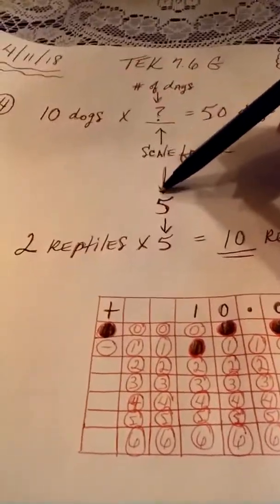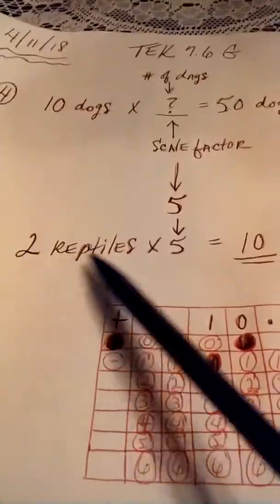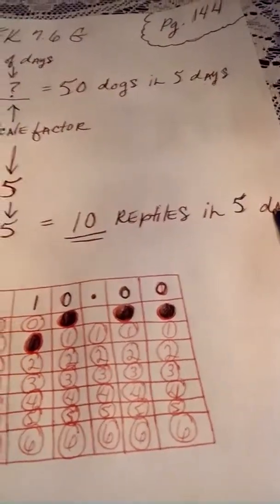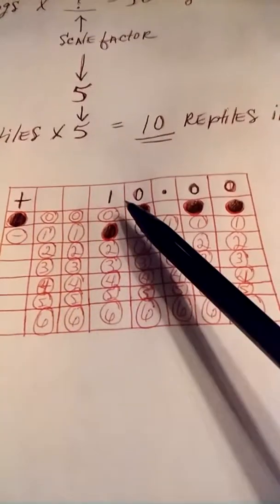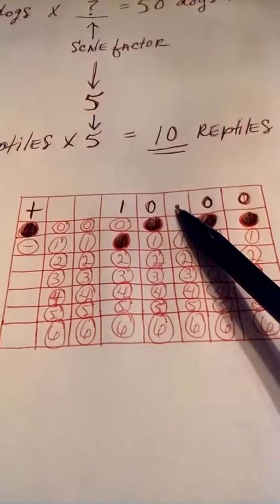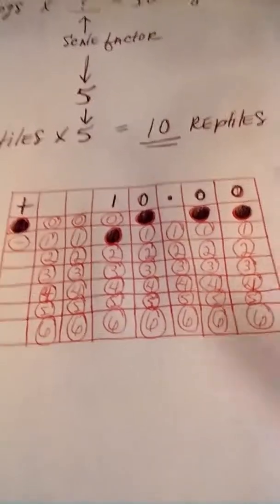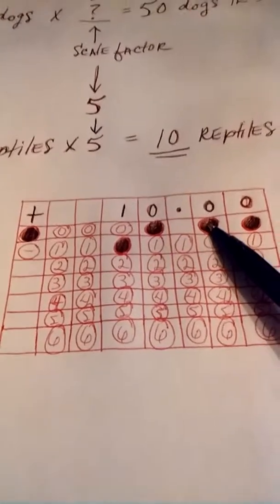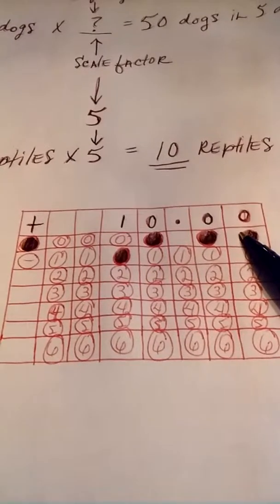So I'm bringing down this value of 5 and placing it in relation to the reptiles. 2 reptiles times 5 would be 10 reptiles in 5 days. Therefore, I would bubble in a positive, don't forget your sign. I would start at 1 and 0 and make sure that it's in relation to my decimal in the proper place, 0.00. And I would bubble in my 1 here and my 0 here, skip a spot for my decimal, 0 here and 0 here. And my answer will be graded correctly by the computer.